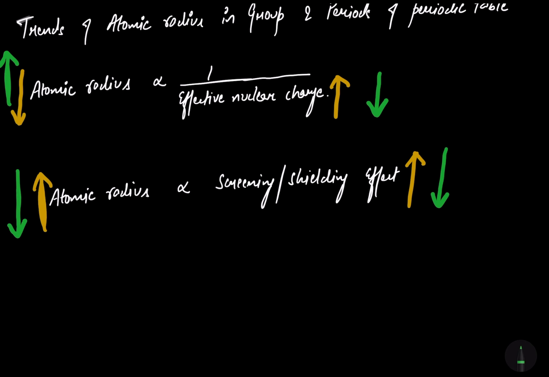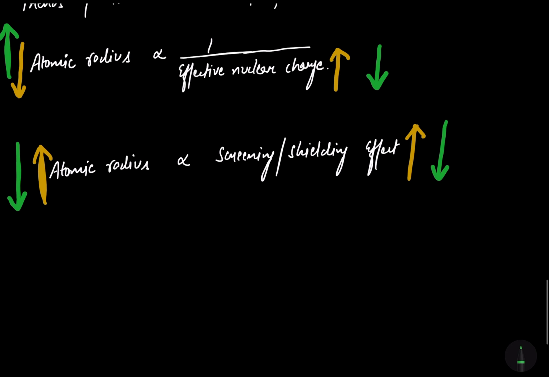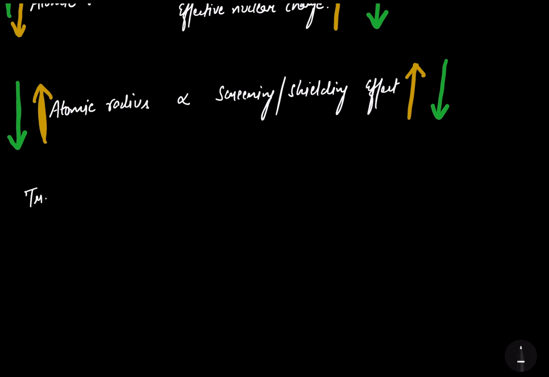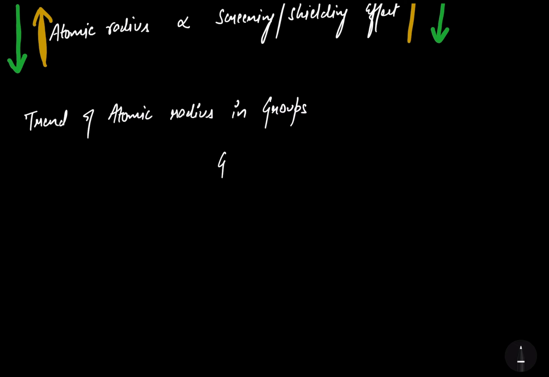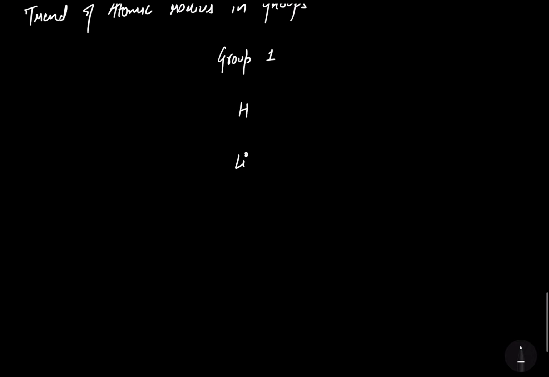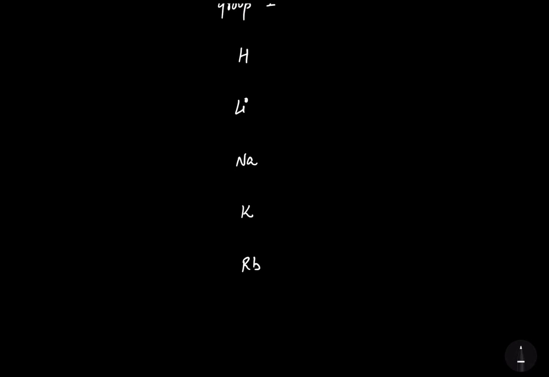Now let's talk about the atomic radius in group. I'm writing trend of atomic radius in groups. Let me take an example of group number 1. I'm talking about group number 1. It's hydrogen, lithium, sodium, potassium, rubidium, cesium, and finally francium.